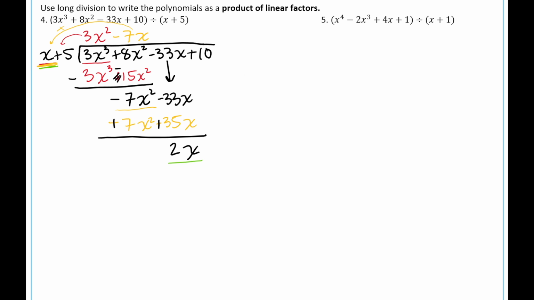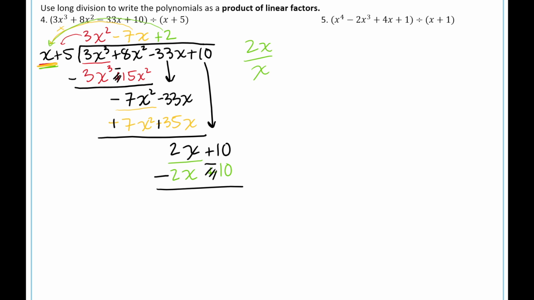X, and I'm going to divide 2x. 2x divided by x is 2, so plus 2. All right, I'm going to multiply the 2 by my outside term. I get 2x plus 10.